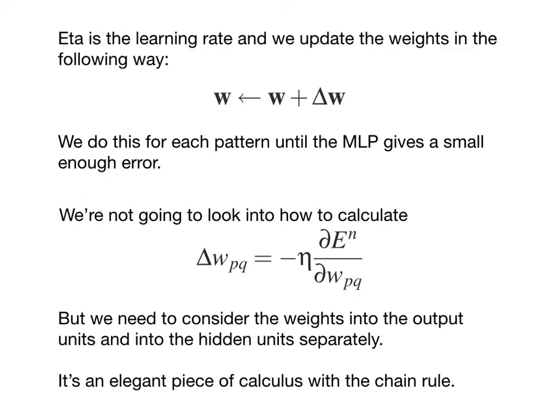So eta is the learning rate, and we're going to update the weights in the following way. The weight becomes the old weight plus this delta weight. We're going to do that for each pattern until the multi-layer perceptron gives us small enough error.